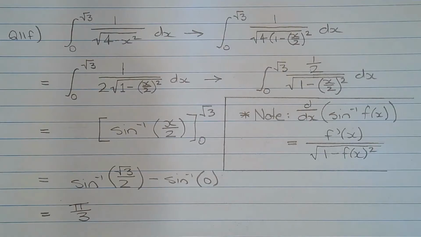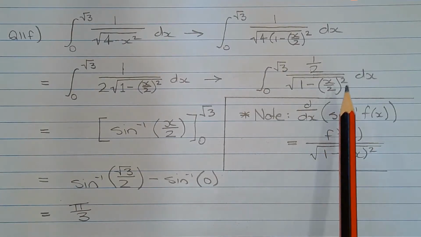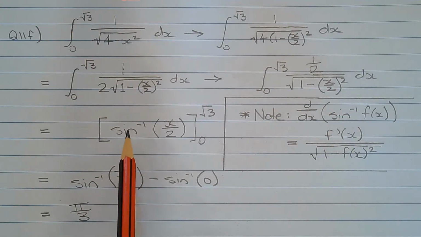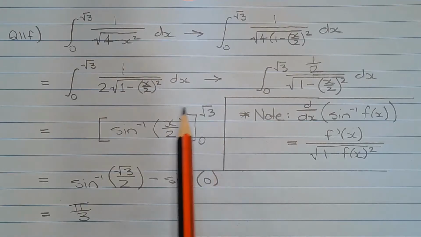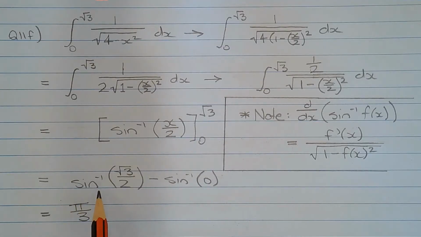So integrating this expression, that's equal to the inverse sine of x over 2 from x equals 0 to x equals the square root of 3. Applying the limits of integration, that's equal to the inverse sine of the square root of 3 over 2 minus the inverse sine of 0, and that's equal to pi over 3.